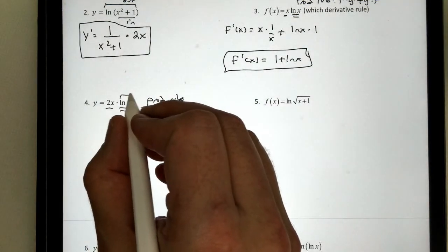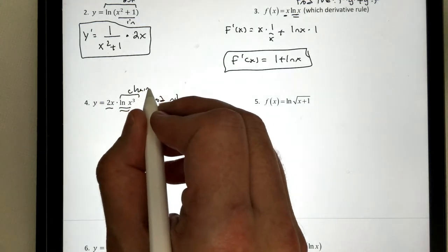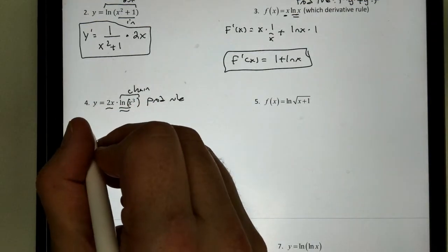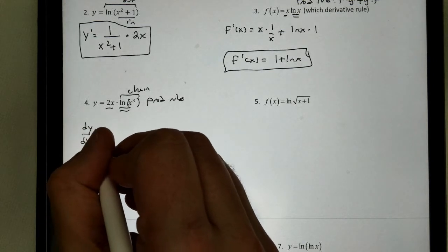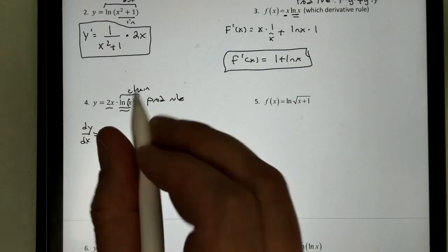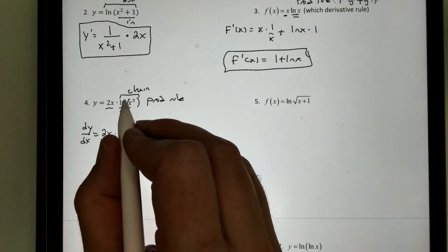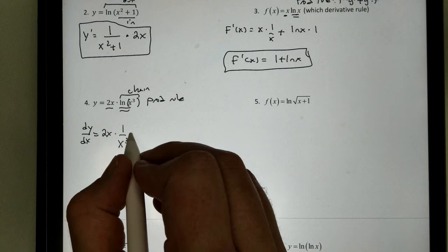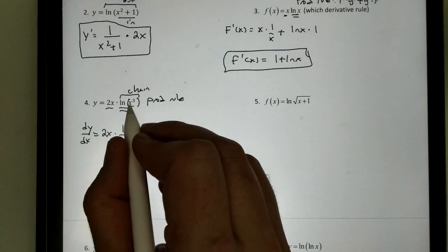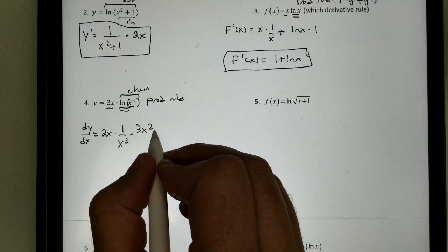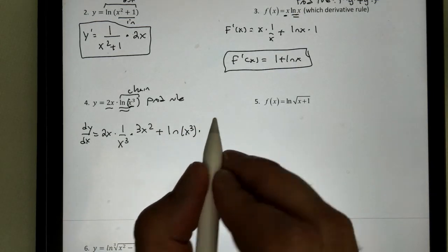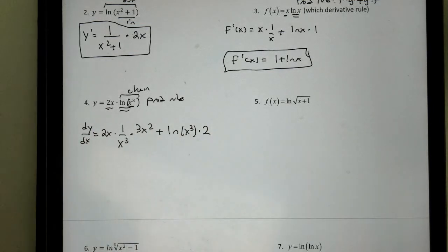But be careful, on this one we are going to have a chain, because that's natural log of x cubed. Putting that x cubed in parentheses makes it a little bit more obvious for us. So when we take the derivative, we would get dy/dx, the first being 2x times the derivative of the second. The derivative of natural log of x cubed is 1 over x cubed, but we do have a chain rule. I'm going to multiply that by the derivative of the inside, which is 3x squared, plus the second, which is natural log of x cubed, times the derivative of 2x, which is just going to be 2 there.